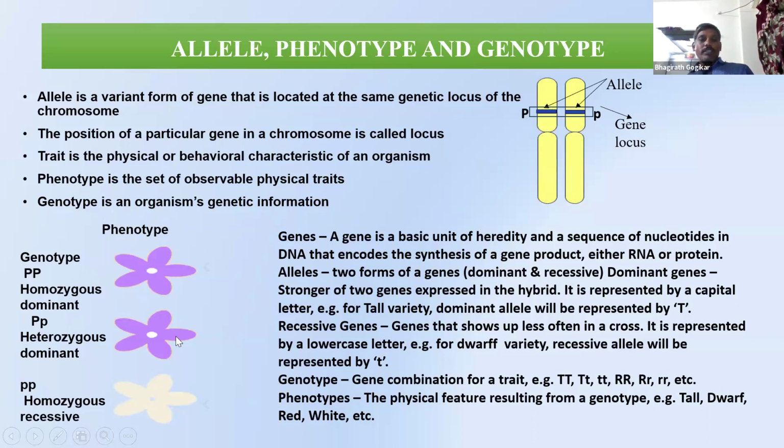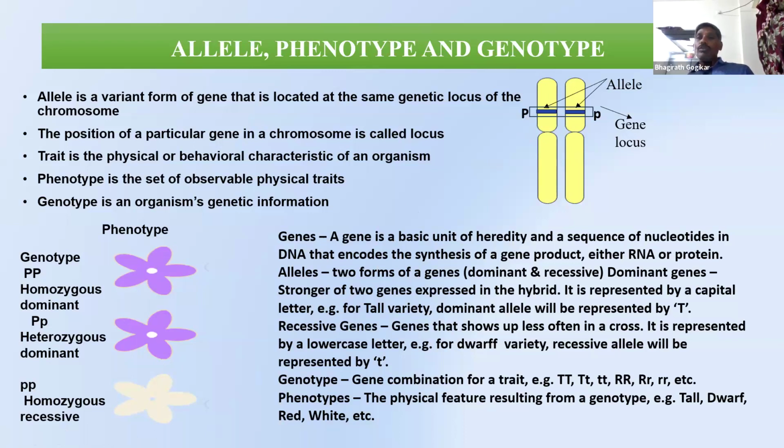For example, we can see these three flower photographs. The first two flowers are purple in color. The purple color is determined by the genotype capital P, capital P. For example, here capital P is there, and in the place of small p also, capital P is there. That is considered homozygous dominant. Homozygous dominant contributes which type of color? Purple. That is a phenotype. In the second case, here capital P is on the first homologous chromosome.